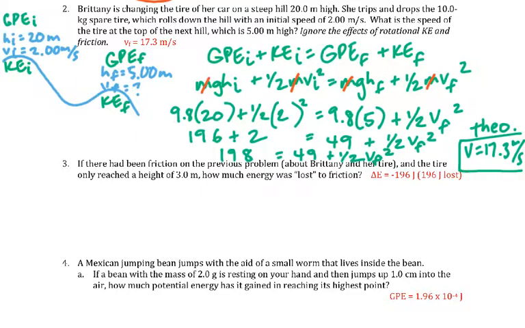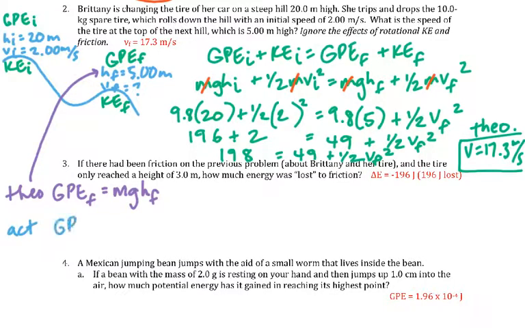So what you're going to want to do here is figure out how much energy final it should have had. So we're going to do mass times acceleration due to gravity times final height theoretical. Okay, so that's going to use this 5 meter final height. And then you're going to find the actual GPE final by doing the mass times the gravity times the actual final height of 3 meters.